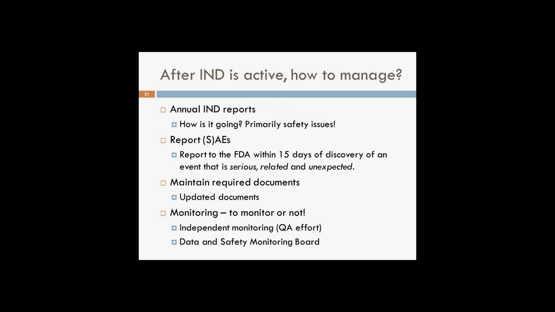During the life of a study, you may have an SAE occur, a serious adverse event. Usually it only needs to be reported at the end of the year in the annual report, rather than in real time. But if it's related, unexpected, and serious, then the FDA wants to hear about it in 15 days. Because there may be other studies going on with that drug, and they like to keep all this information current.